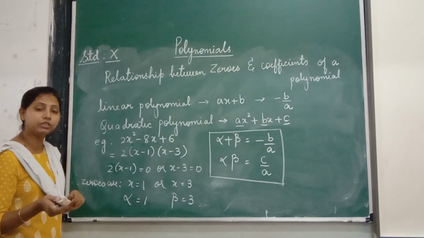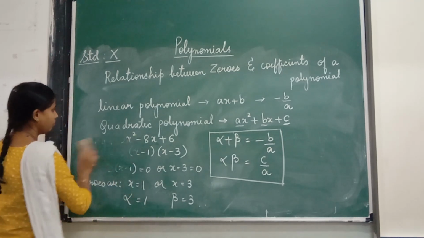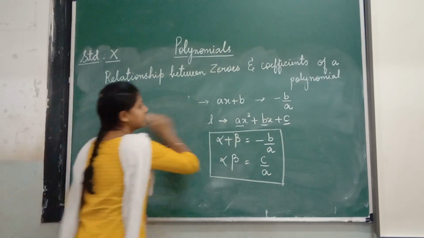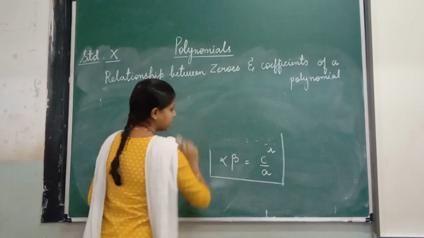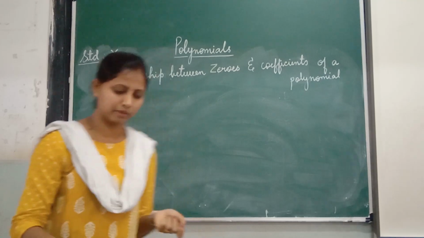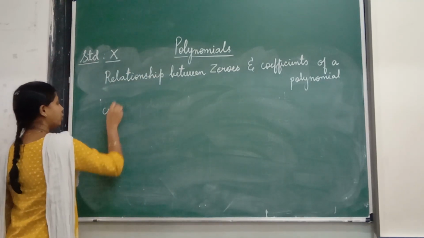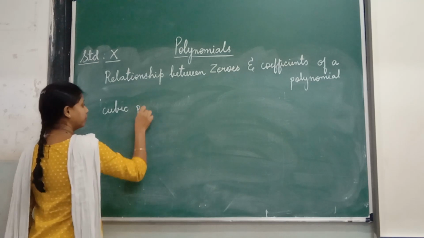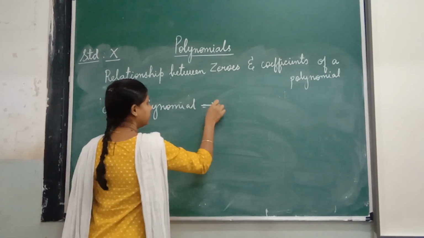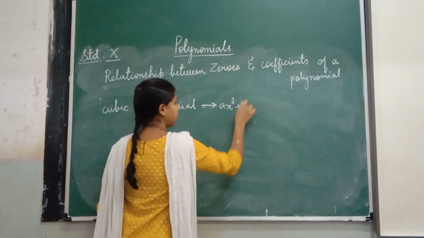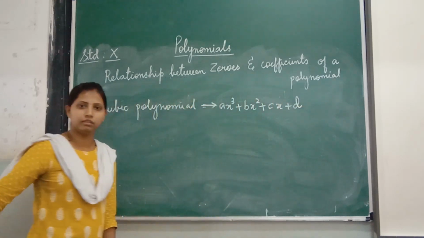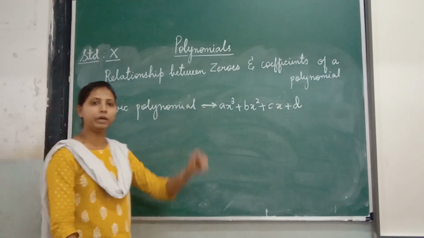Yes? Now next, coming to the cubic polynomial. So for a cubic polynomial, how to find the roots? You are also studying this in your 9th standard. So I'll just tell you the relationship between the zeros and its coefficients. Now for a cubic polynomial, you know the standard form. The standard form of a cubic polynomial is ax cube plus bx square plus cx plus d.